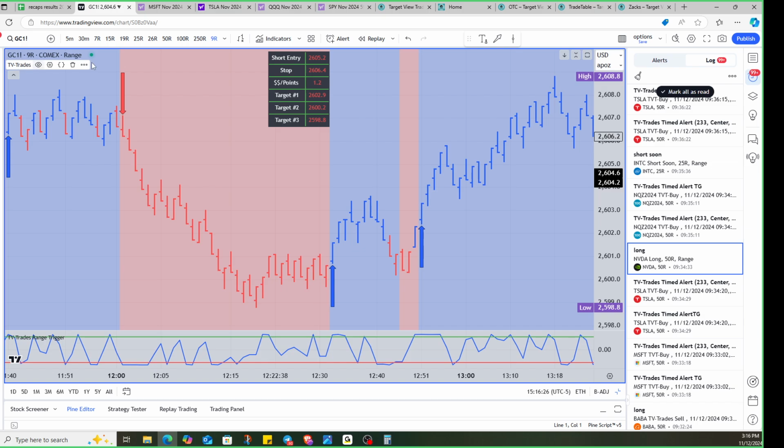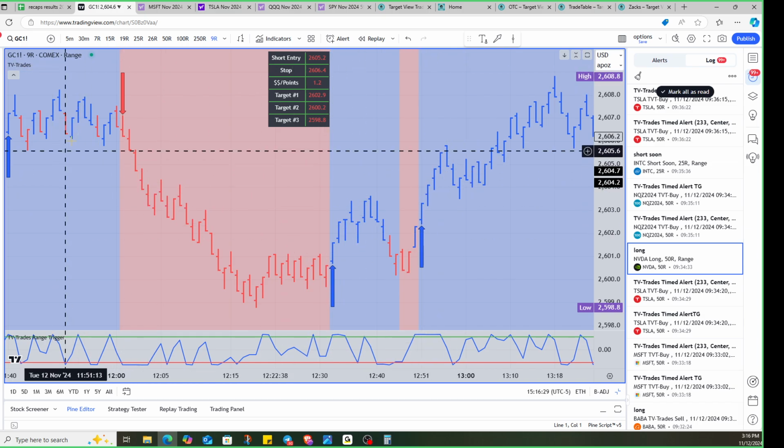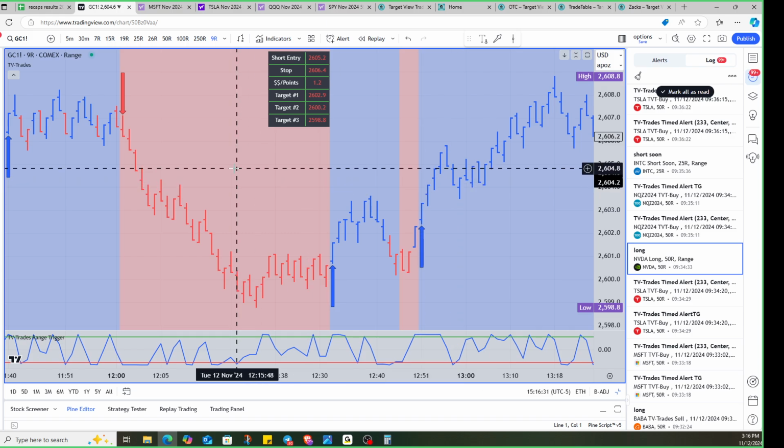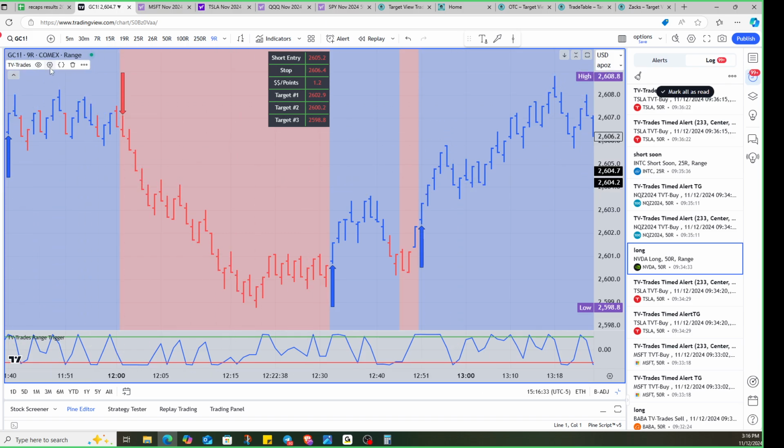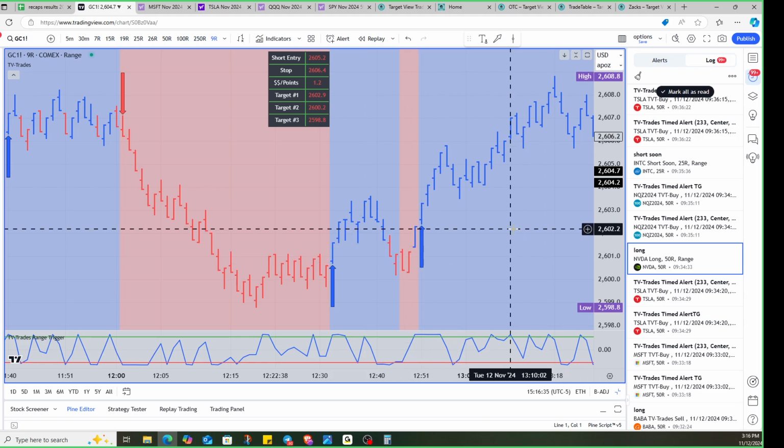And that's just putting the TV trades on. That's not putting any of the other stuff on. This is just the original TV trades with nothing special. There are a ton of other things that you can add to that.